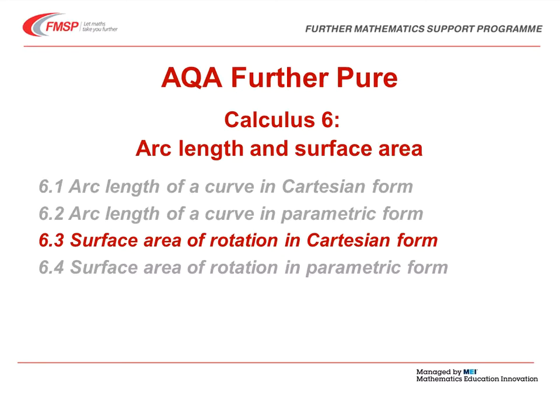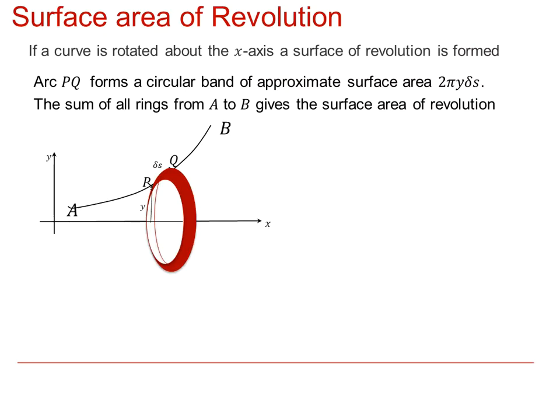This is a video for AQA Further Pure Mathematics, Calculus Section 6.3, Surface Area of Rotation in Cartesian form. This diagram shows a curve from A to B which, if rotated, is going to produce a bell-shaped object.